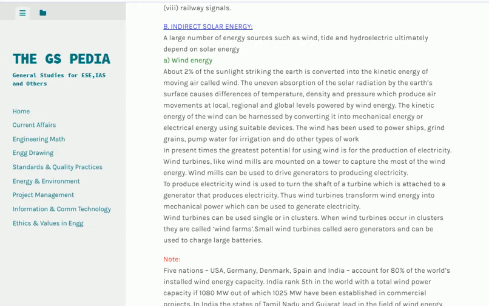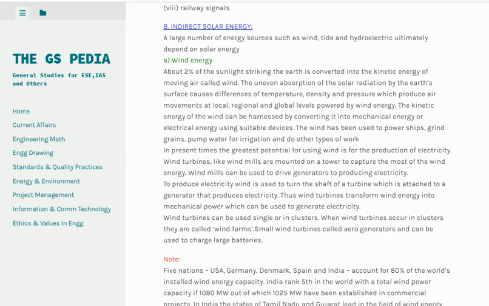Wind turbines, like windmills, are mounted on a tower to capture the most of the wind energy. Windmills can be used to drive generators to produce electricity. To produce electricity, wind is used to turn the shaft of a turbine which is attached to a generator that produces electricity. Thus, wind turbines transform wind energy into mechanical power which can be used to generate electricity.